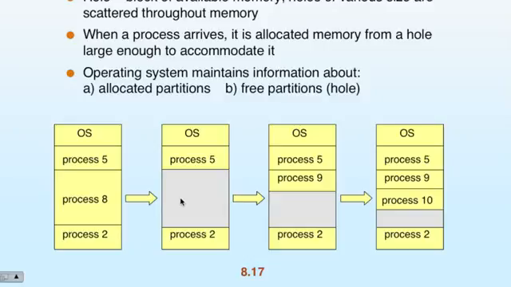And then 8 went away. And then we loaded 9. Oh, 9 fit just fine. And then we loaded 10 in there. But what if 8 came back? 8 wouldn't fit. So this is really what's referred to as external fragmentation that occurs.